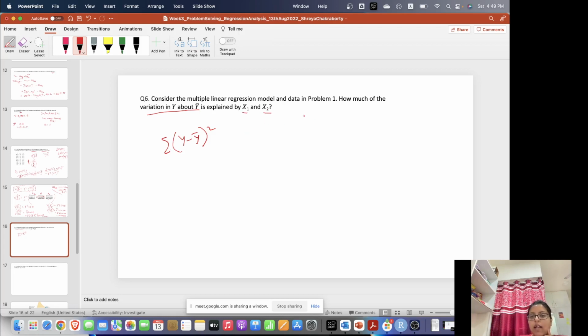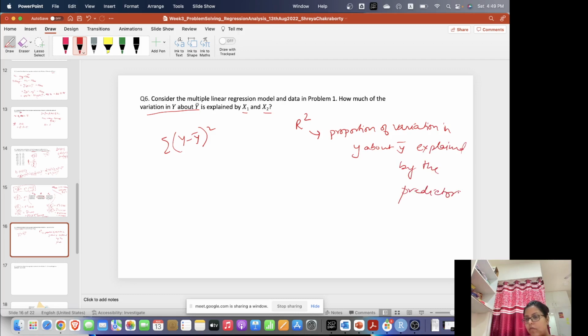So essentially what they are asking is, what is the coefficient of determination? This explains the proportion of variation in y about y bar explained by the predictors. So essentially they are asking for the value of r square. So as we know, r square is sum of squares regression by sum of squares total, or residuals.